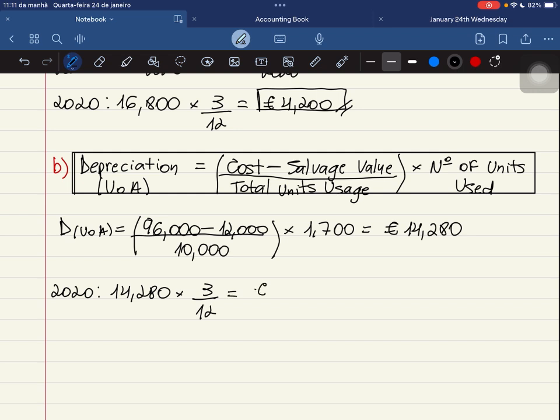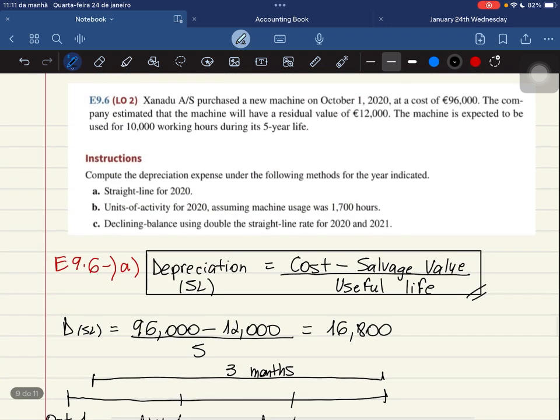And that gives us 3,570. This is the depreciation for 2020 under the units of activity method. C. Declining balance using double the straight line rate for 2020 and 2021.